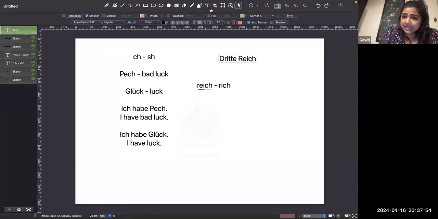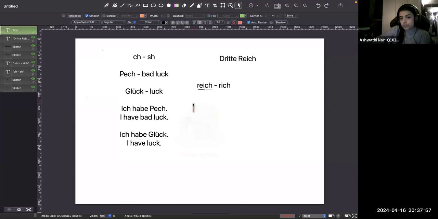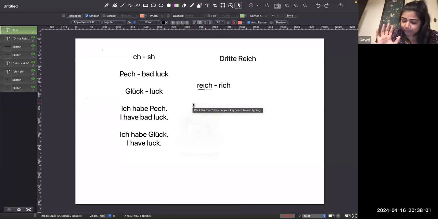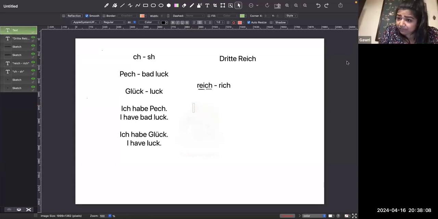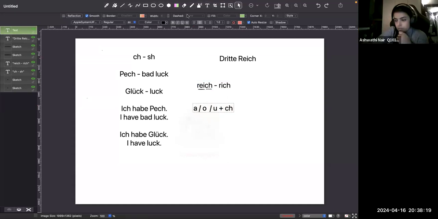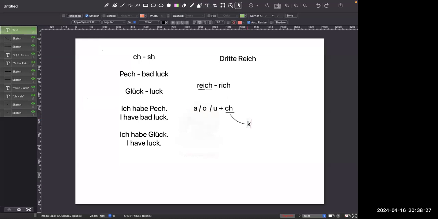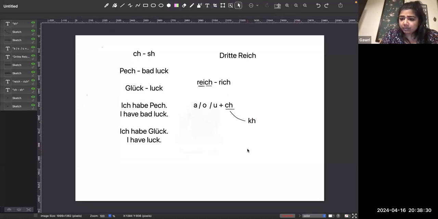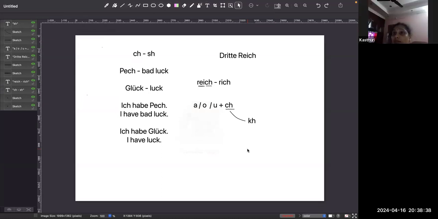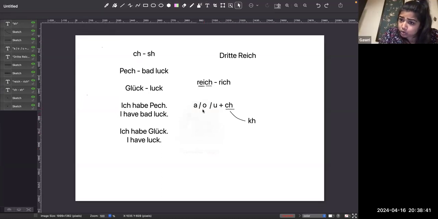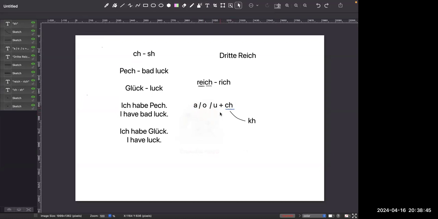So guys, how is the combination of CH pronounced then? Sh. But there is an exception to it. Whenever before CH you see A, O, or U, in these three cases, CH is pronounced as kh. Like Shah Rukh Khan. Whenever before CH you see A, O, U, then CH will be pronounced as kh.